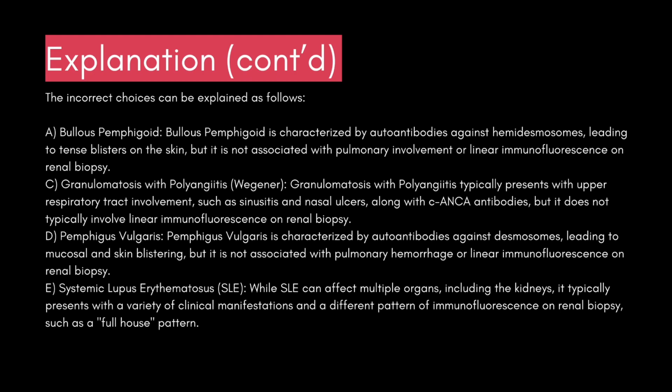Pemphigus vulgaris. Pemphigus vulgaris is characterized by autoantibodies against desmosomes, leading to mucosal and skin blistering, but it is not associated with pulmonary hemorrhage or linear immunofluorescence on renal biopsy. Systemic lupus erythematosus, SLE. While SLE can affect multiple organs, including the kidneys, it typically presents with a variety of clinical manifestations and a different pattern of immunofluorescence on renal biopsy, such as a full house pattern. All right, let's go ahead and move on to the next question now.